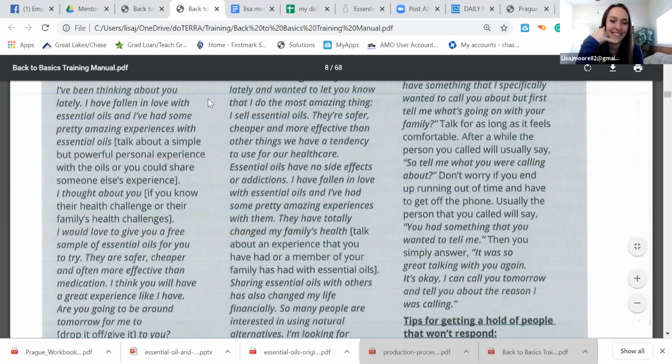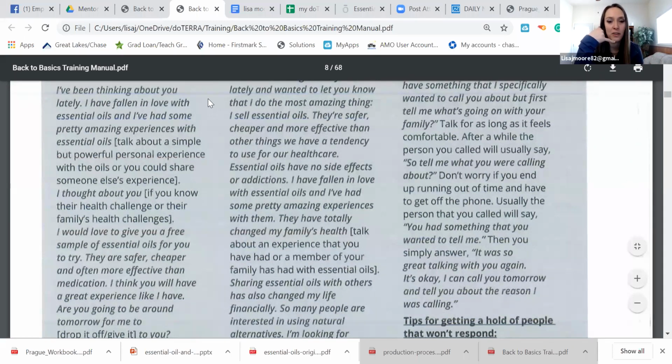Good. Hey, I've been thinking about you lately. As you probably have seen, I've fallen in love with these essential oils, and I have some pretty amazing experiences with them. Did I tell you that I burned my foot last night? Campfires are dangerous, just telling you. I got this big blister on my foot and I used the lavender essential oil on it, and it took the sting away. It feels so much better today and it's healing up really well.